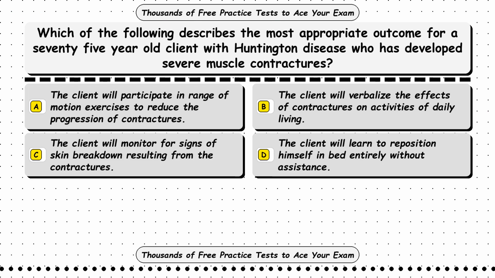Question 143. Which of the following describes the most appropriate outcome for a 75-year-old client with Huntington disease who has developed severe muscle contractures? Option A. The client will participate in range of motion exercises to reduce the progression of contractures. Option B. The client will verbalize the effects of contractures on activities of daily living. Option C. The client will monitor for signs of skin breakdown resulting from the contractures. Option D. The client will learn to reposition himself in bed entirely without assistance.